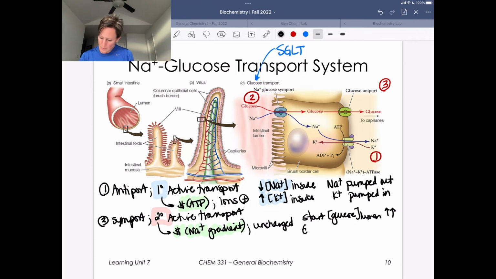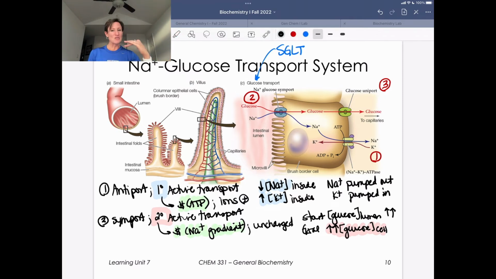So the goal is that we want to have a very high concentration of glucose in our brush border cell. That's the goal of that secondary transport: we want to have a very high concentration of glucose inside our brush border cell. We don't want to leave glucose in our intestinal lumen. That would be a waste of the food that we ate.